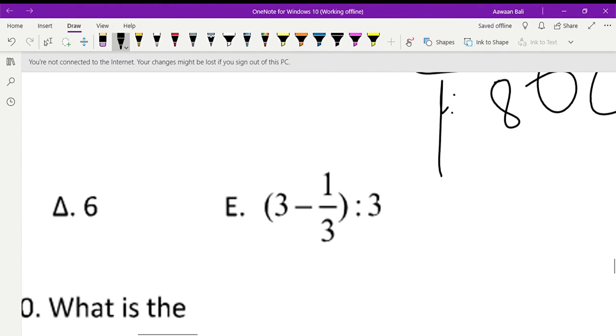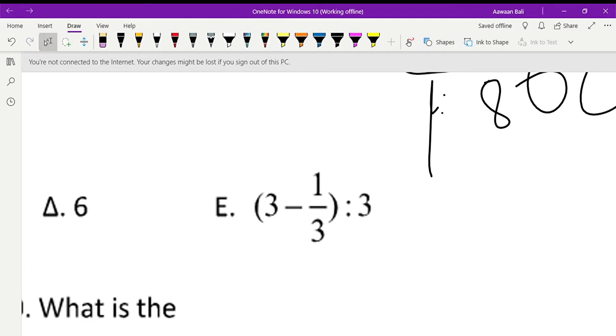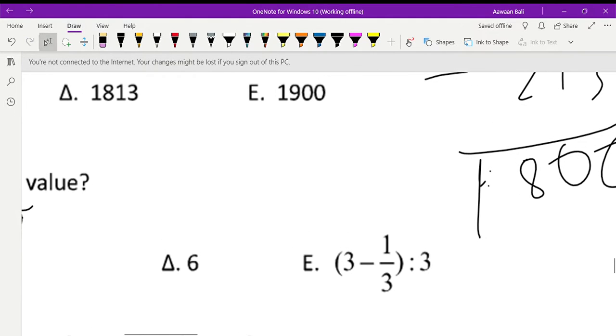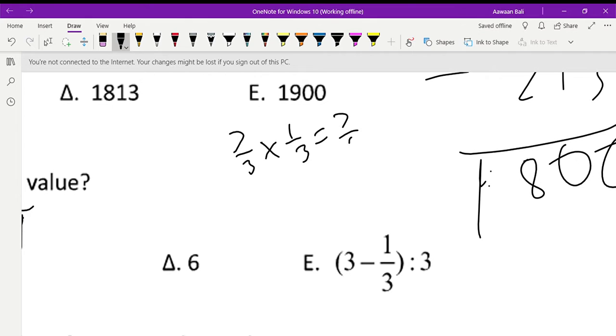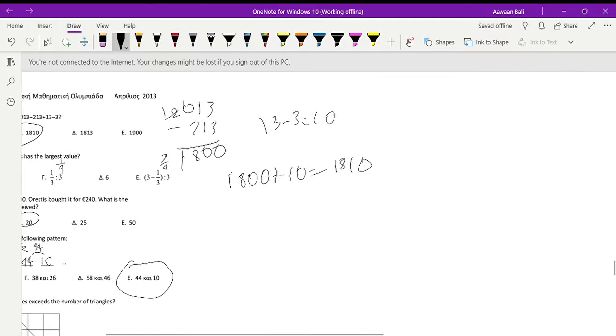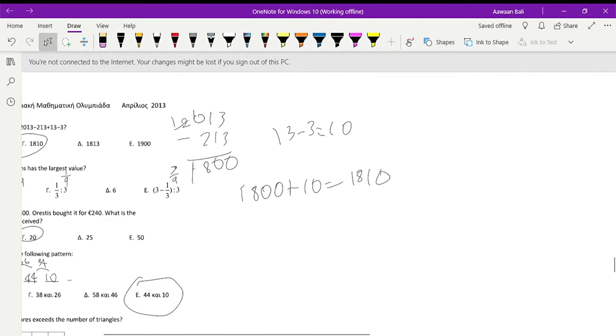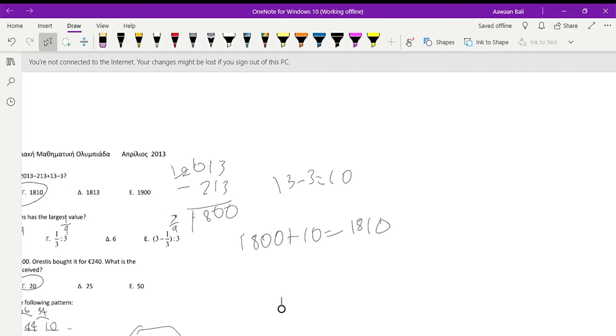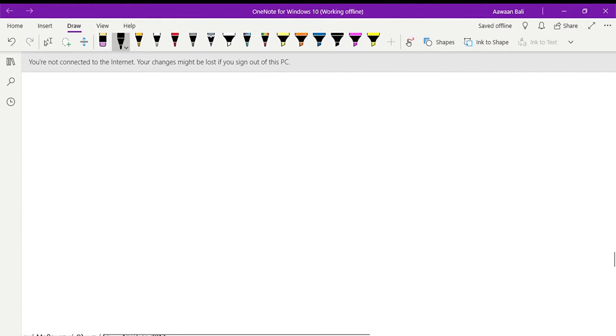6 is 6 itself. Now 3 minus a third is 2 and a third, divided by a third. 2 and a third divided by a third is basically 7 upon 3 times 1 upon 3, so you get 7 upon 9. How I multiplied is basically, normally when you're dividing two fractions together, like let's say we have a half and a half.